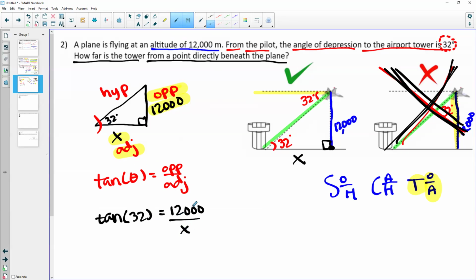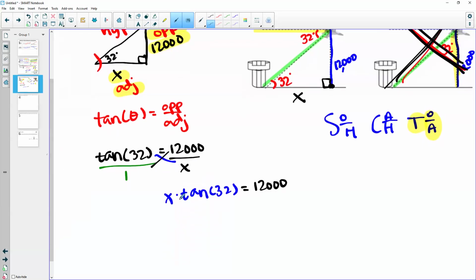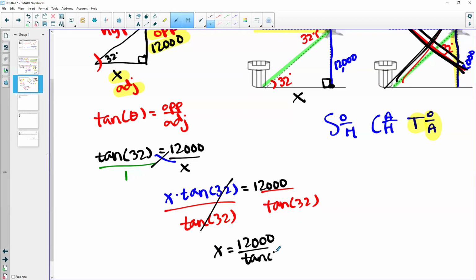over x, the adjacent. And so if we're going to solve for x, we put this over 1 and cross multiply. We get x times tangent of 32 is equal to 1 times 12,000, which is just 12,000. We want to solve for x, but x is not by itself. We have x times tangent of 32, so we're going to divide by tangent of 32 on both sides. Doing so cancels this out, leaving x equal to 12,000 divided by tangent of 32. All we have to do now is plug that into the calculator.